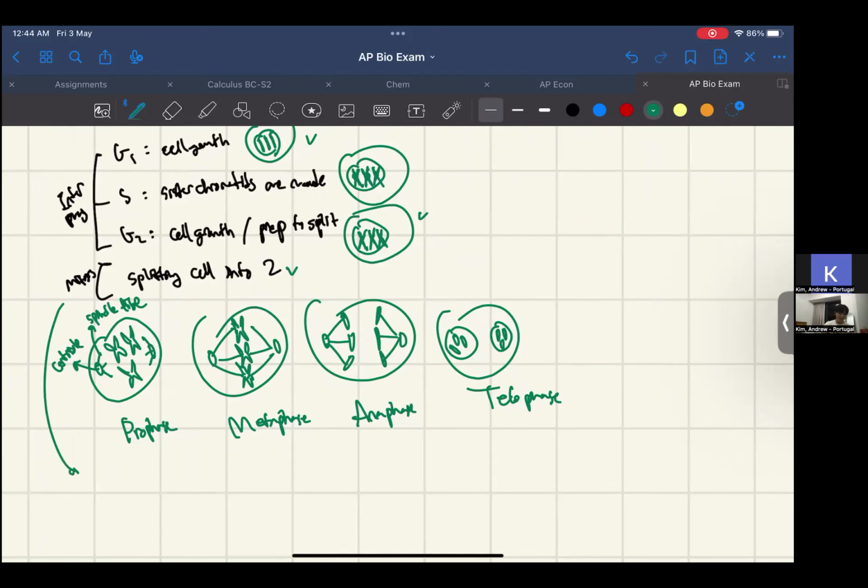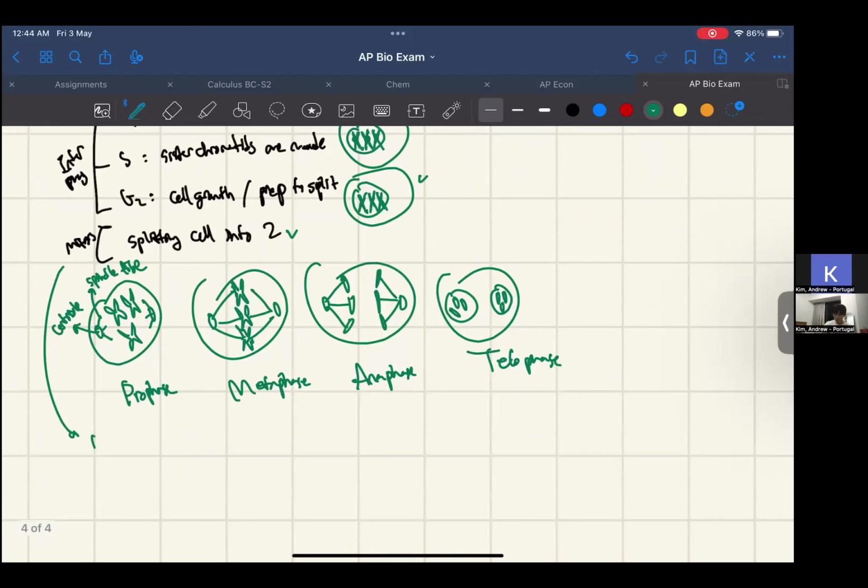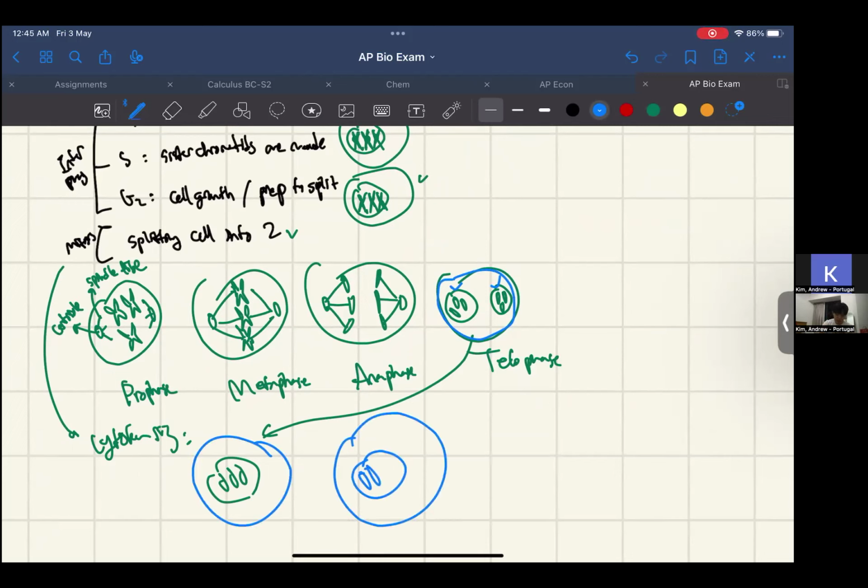And lastly, after mitosis, there's a last step, which is called cytokinesis. And here, as you can see from telophase, the two pockets of chromosomes are still in one cell, right? In cytokinesis, the two cells will actually split apart into two. So that is how the whole cell cycle will look.